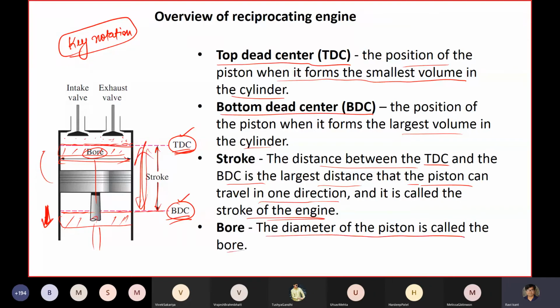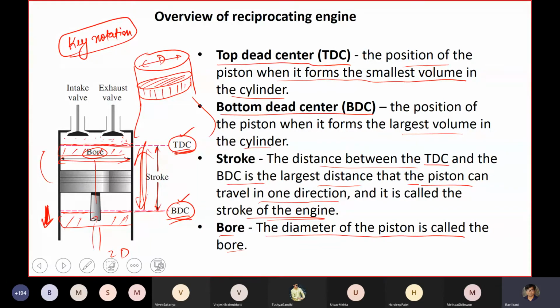Bore is the diameter of the piston. Since this is a 2D sketch, but in general it would be something like this, and your piston is also cylindrical in nature. So you have a certain diameter on top, and this is called bore. You don't have to mug these things, just keep in mind that these things are there. If you are going through this particular course or this lab, you should know these things at least.